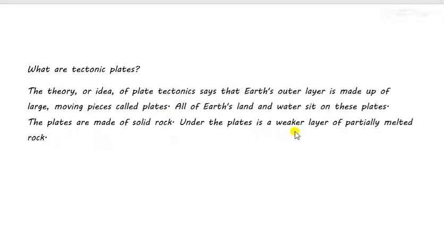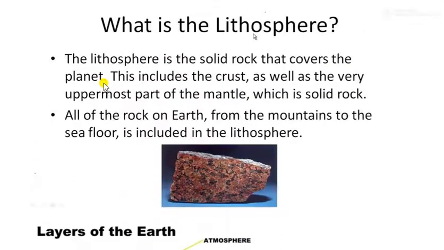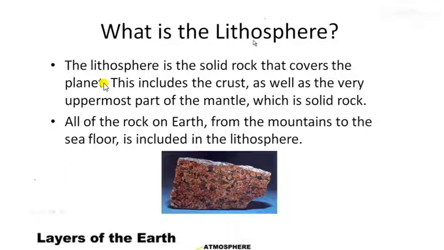Under the plates is a weaker layer of partially melted rock. Just as I told you, these plates are not completely solid, they are mostly solid, but they are mixed with the magma. That is what we mean by partially melted rock. Melted rock is called magma. Please copy this.